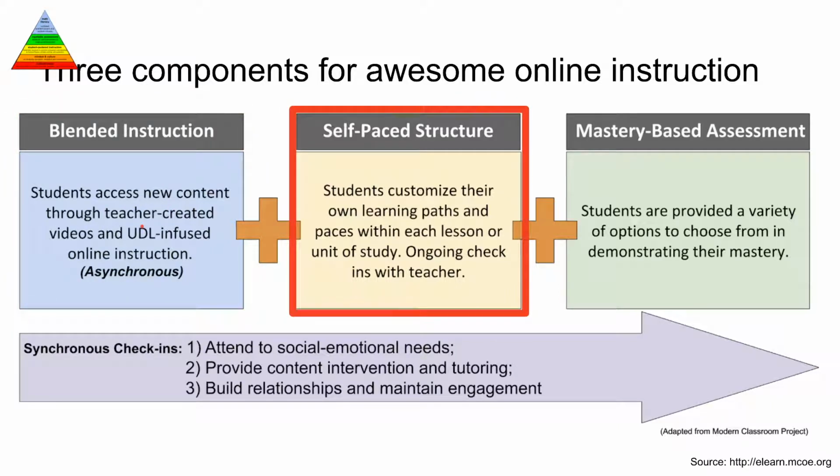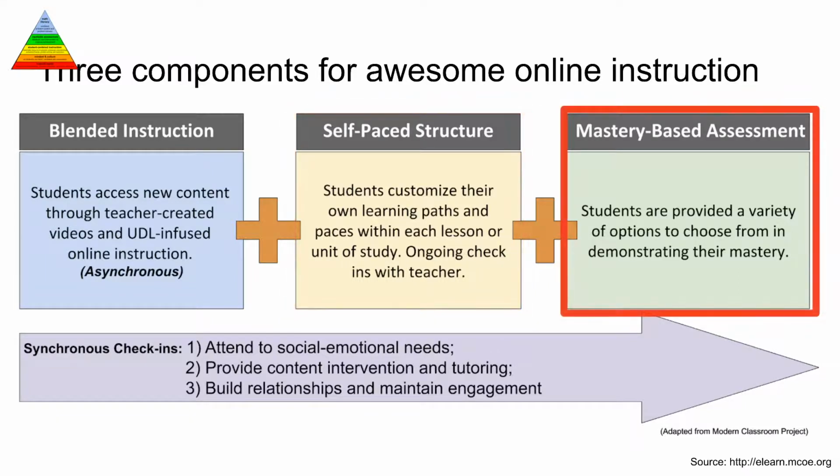Then a good online instruction system would have some element of self-paced structure. We need to give students some autonomy to customize their learning path and their pace and their place and their time, some element of control which allows students to, on their own, customize how much time is going to be devoted to the learning loss from past year, plus how are we going to accelerate the learning that is going to need to happen this year.